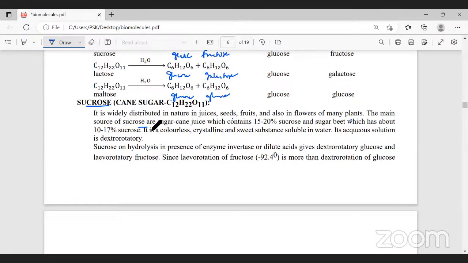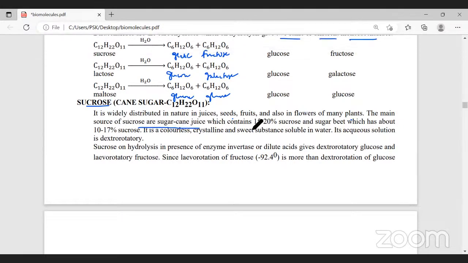The main sources of sucrose are sugarcane juice, which contains around 15 to 20% sucrose, and sugar beets, which contain about 10 to 17% sucrose. Sucrose is a colorless, crystalline, sweet substance, soluble in water. The aqueous solution is dextrorotatory. Sucrose will rotate the plane polarized light clockwise, therefore it is called dextrorotatory.